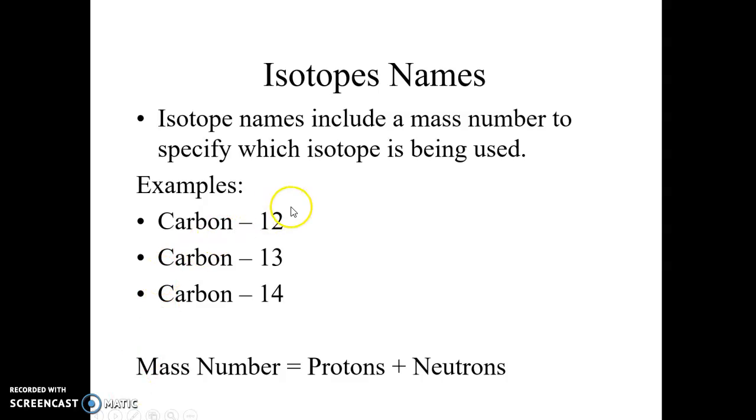That means carbon 12, if we take the mass number of 12 and subtract the 6 protons, carbon 12 is an isotope of carbon that has 6 neutrons. Carbon 13, 13 minus 6 is 7. Carbon 13 has 7 neutrons. And carbon 14, using 14 minus the 6 protons, carbon 14 has 8 neutrons.